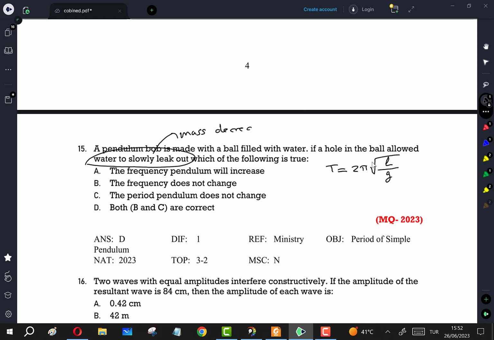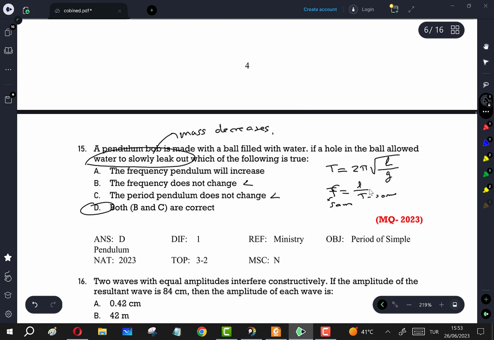But we know that mass does not affect the period. So period of the pendulum does not change, correct. But if period does not change, frequency also does not change, because frequency is equal to 1 over period. So frequency does not change. So B and C are correct answers. Correct choice is going to be D. This is one of the chapter 2 questions also of chapter 3.